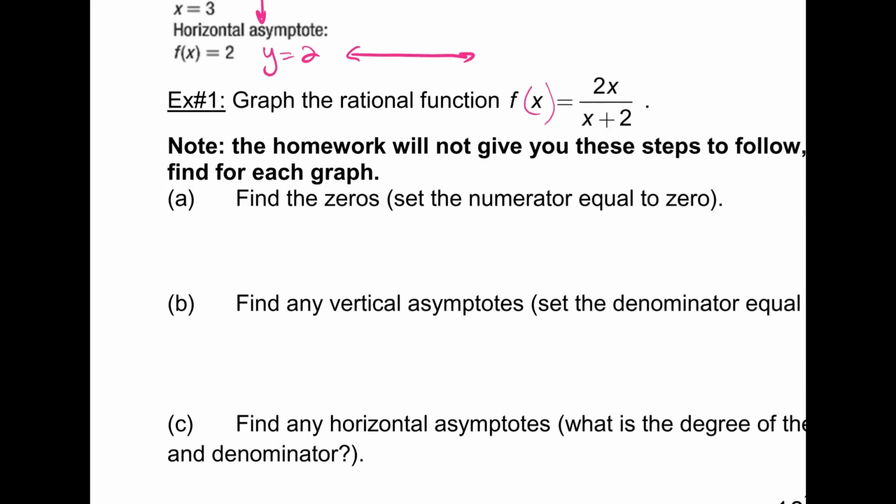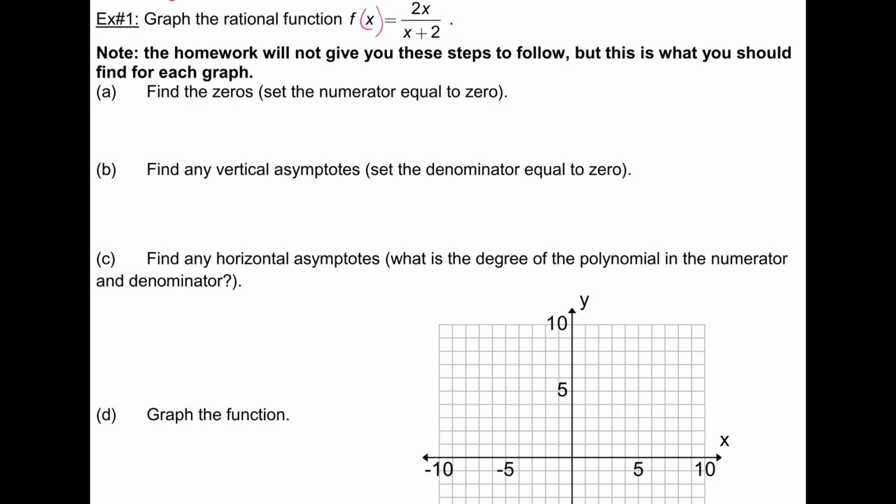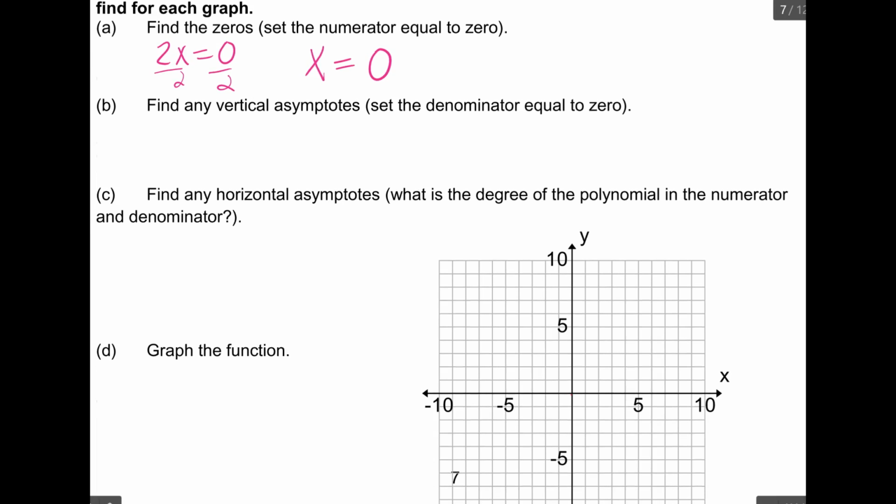So I put the directions on here for you. Note the homework will not give you these steps to follow, but this is what you should do. This is what you should find for each graph. Find the zeros, aka set the numerator equal to 0. All right, so which one's the numerator? 2x. Okay, so I set 2x equal to 0. How do I get x by itself? Divide by 2. What is 0 divided by 2? 0. Okay, cool. So I know that when y equals 0, x is going to equal 0. So I'm going to go ahead and put a dot here.